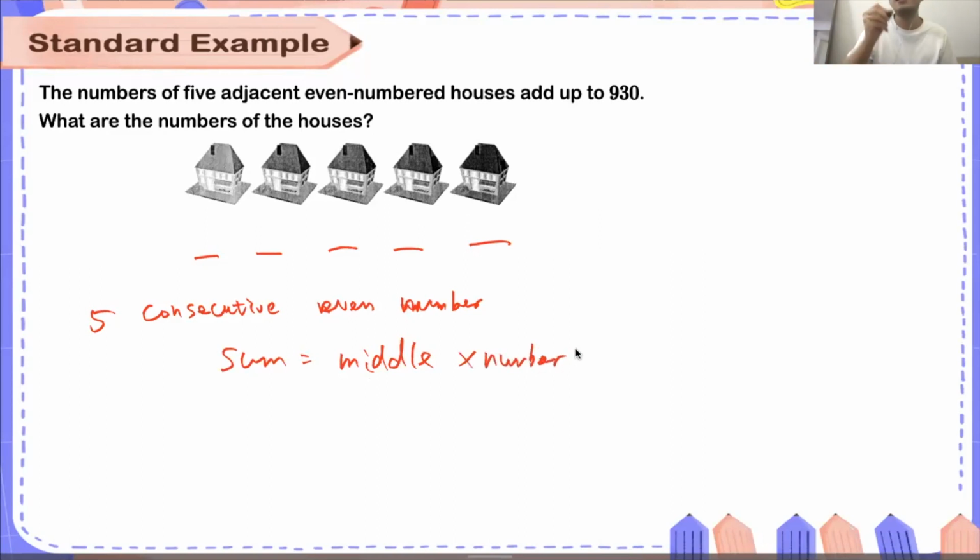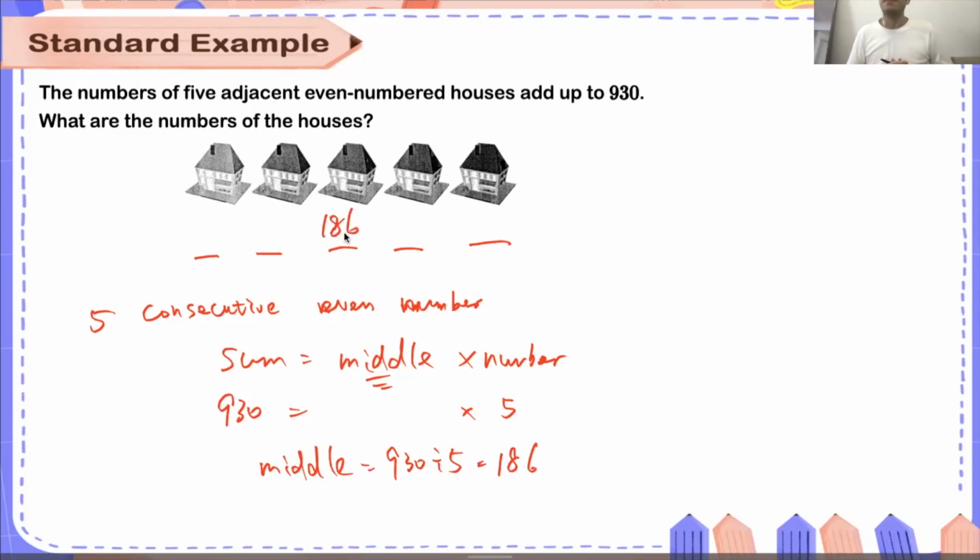And right now in this question, we know the sum is 930, and we know the number of terms is 5. So what we can get from this method is the middle number. So what is the middle number? That is 930 divided by 5. What is the middle number? 186. Great. So that is 186. And we know that is consecutive even numbers.